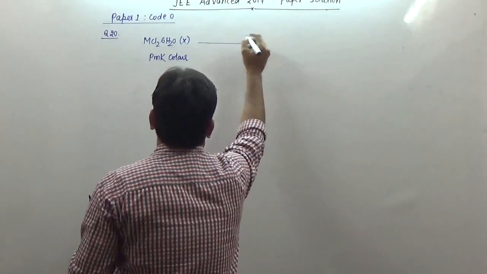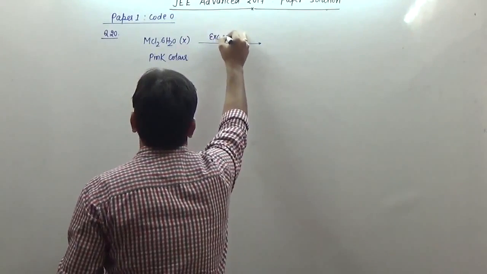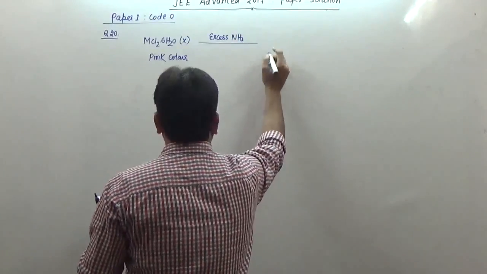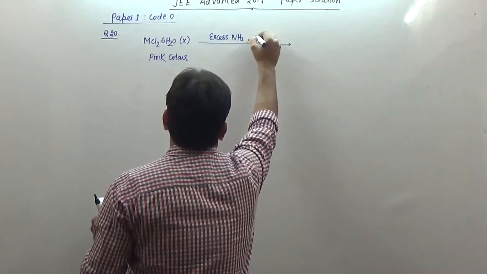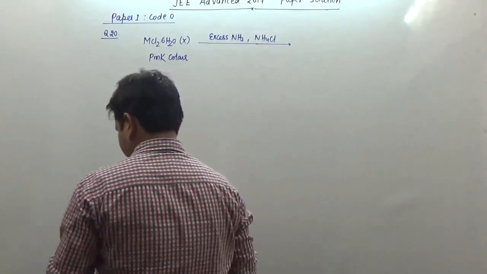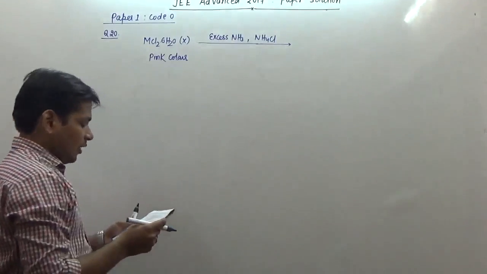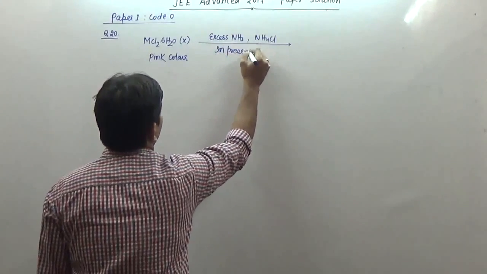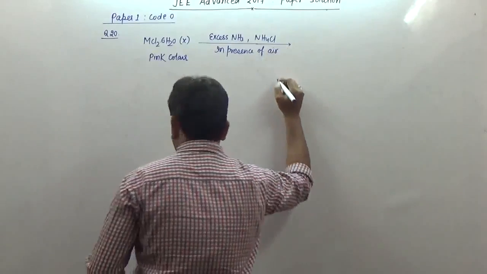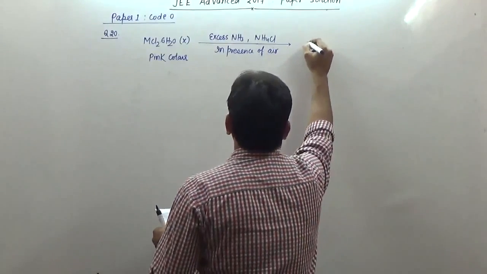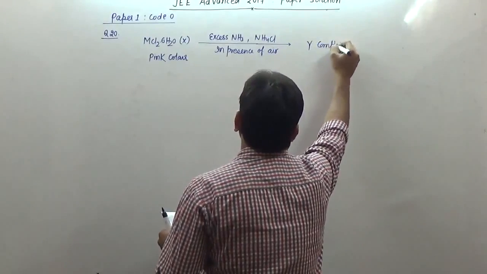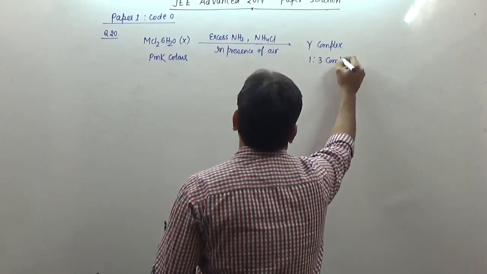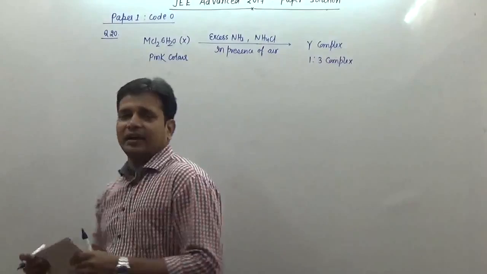It is told that we have to add excess ammonia here, and NH4Cl. We have to add excess ammonia in presence of air. We get another complex Y. This is again another complex Y, and it is a 1:3 electrolyte, meaning it is giving 1 cation and 3 anions here.